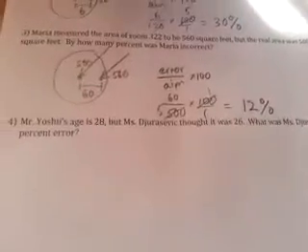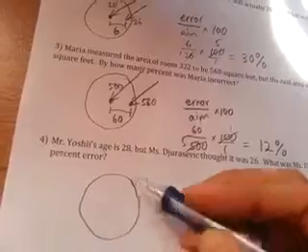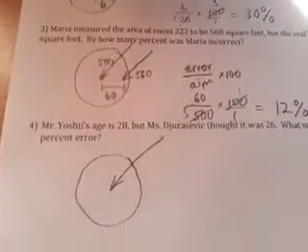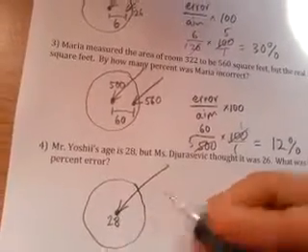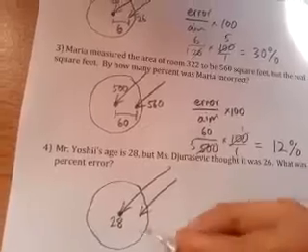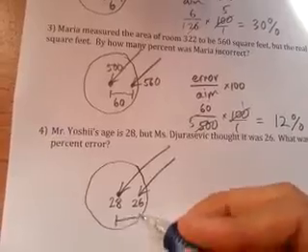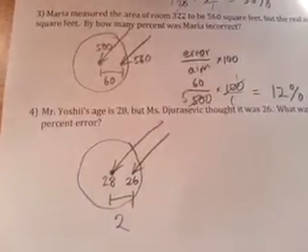Now, the last one says Mr. Yoshi's age is 28, but Miss Jurassic thought it was 26. What was Miss Jurassic's percent error? Okay, so again, target practice. What did Miss Jurassic want to get? Well, she wanted to guess my age correctly, and the correct age would have been 28. But what was her guess? She was wrong. She didn't hit the target. It was 26. So what was the error? The error was 2. Right, 2 years.